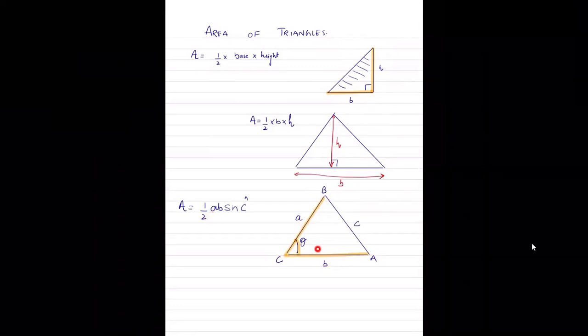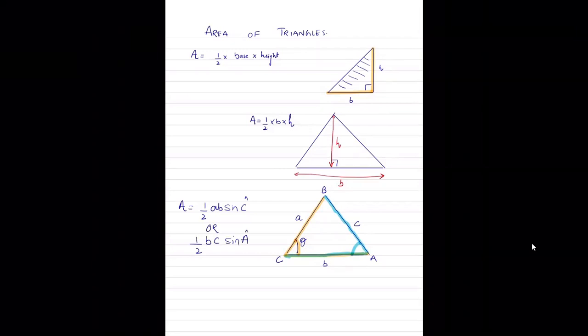Now, if you are using these two sides, then the angle you are going to use is angle C: half times the length opposite to angle A, the length opposite to angle B, and sine of angle C. Now, you can also use this length and this length, but then you will have to use angle A. So if I rewrite the formula, I can also write half times BC sine of angle A.